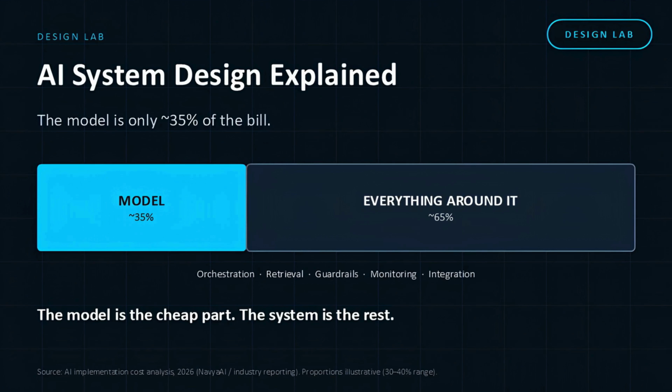In the last video, we said AI is a system, not a model. Here's the proof, in the one place executives actually look: the bill. When companies cost out a real AI application, the model is only about 30 to 40% of it. The other 60+%, orchestration, retrieval, guardrails, monitoring, integration, sits outside the model. So if the model is the small slice, what's all that other stuff? That other stuff is the system, and designing it is what this video is about.